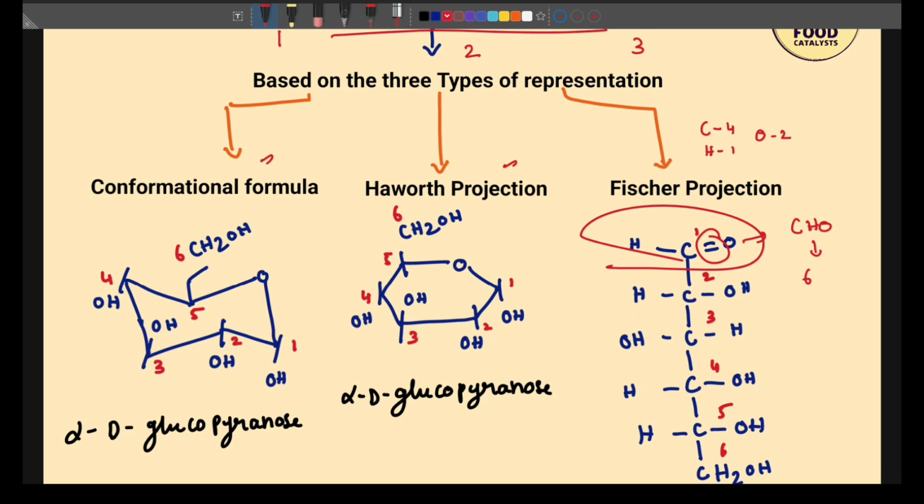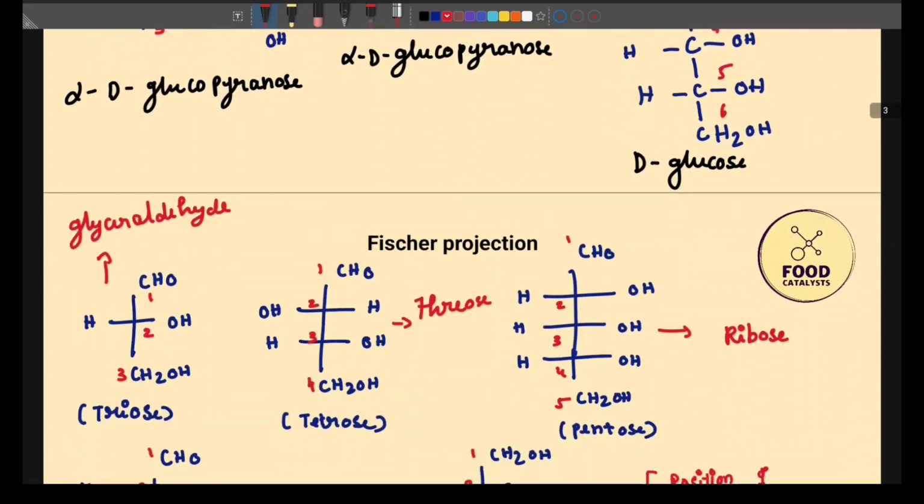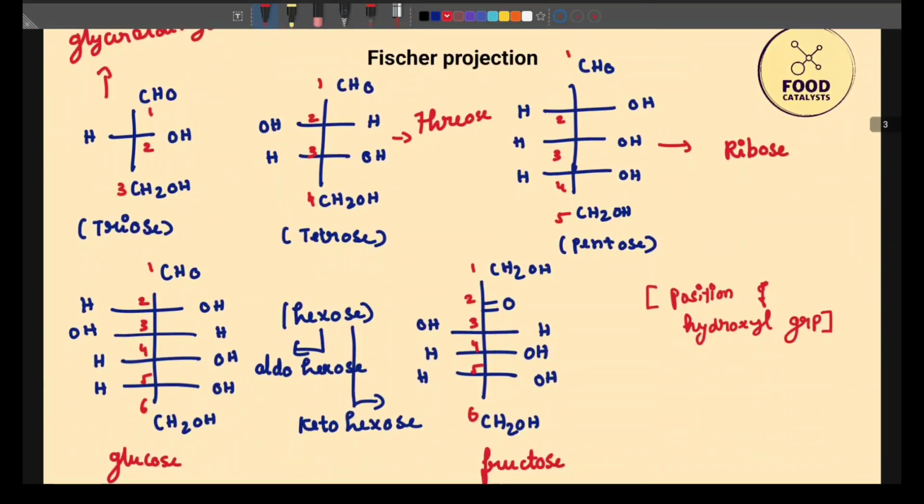So let's go deep into each and every projection and why it is important and how we have come up with this projection. Let's explain this in detail. First is Fischer projection. Fischer projection is nothing but the position of hydroxyl group. So what is a hydroxyl group? Hydroxyl group means OH group. Okay, simply it means OH group.